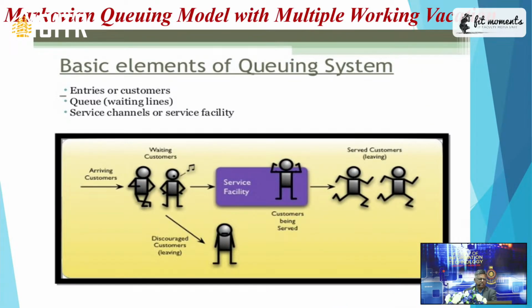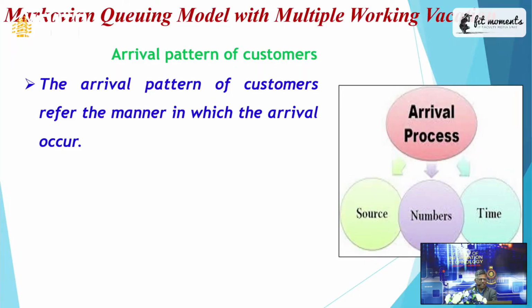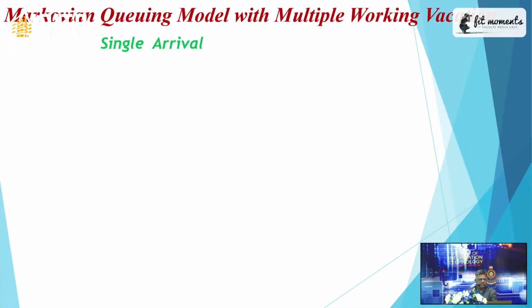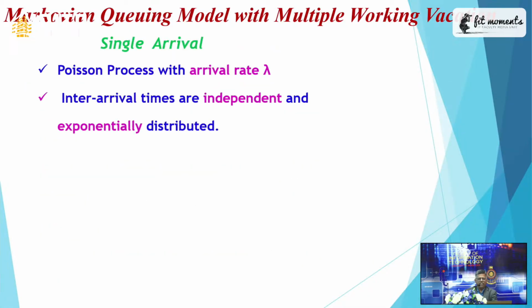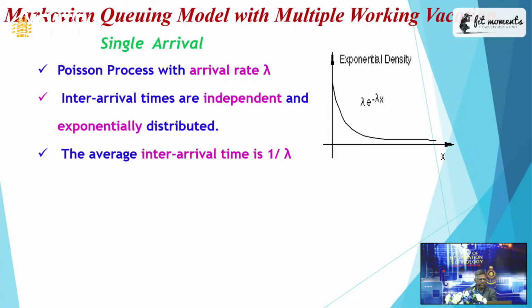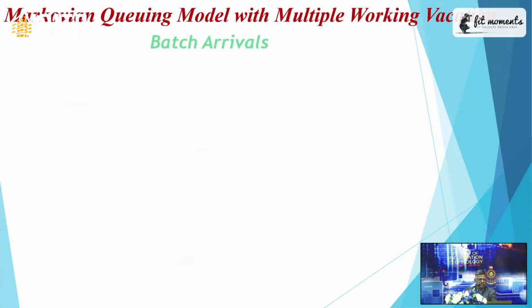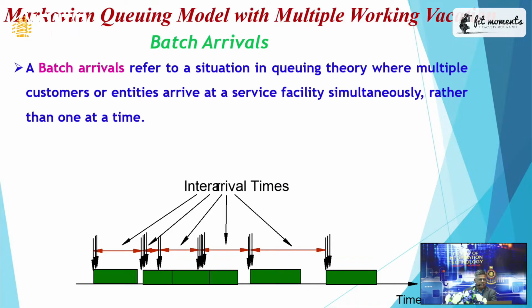These are the basic elements. Arrival pattern of the customer: it specifies the inter-arrival time between two successive consecutive arrivals. We denote it as the Poisson process. Inter-arrival times are independent and exponentially distributed. We know that this is the inter-arrival time. Batch arrival is also called bulk arrival.